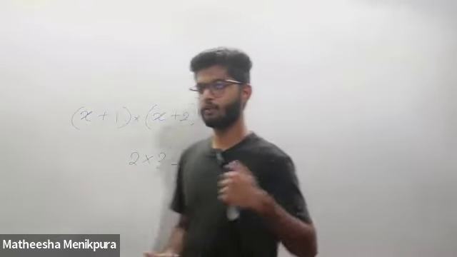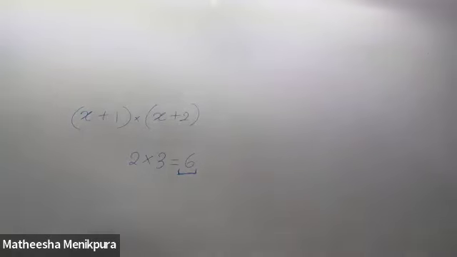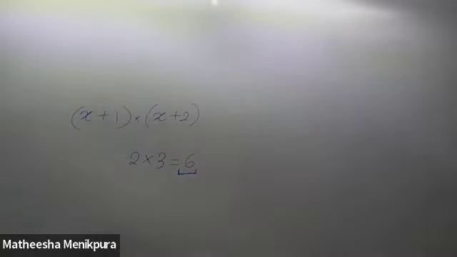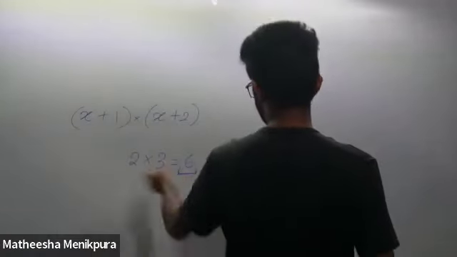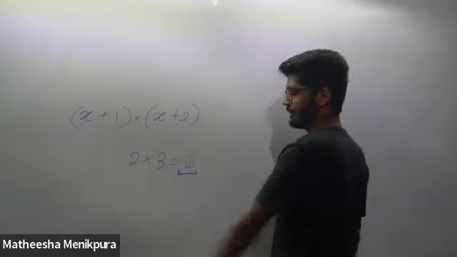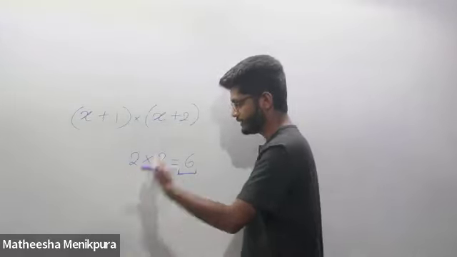Can you remember? Yesterday I told you. Product. Yes, very good. It is called the product. When two numbers are multiplied, the answer is called the product. So, the product of 2 and 3 is 6.